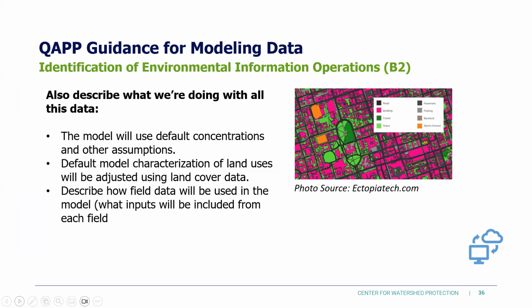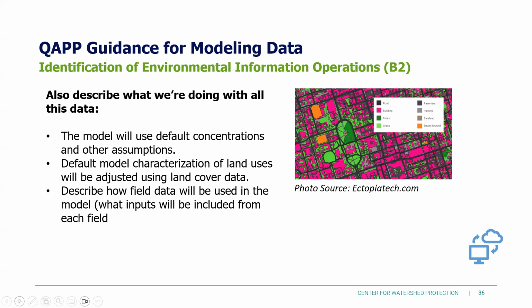Okay. And again, this is a B2. Just a little bit of diving in. In this section, you can say, okay, we're going to use this data, and describe how it's going to be used in the model, but we also want to flesh out the details of that. So for example, one of the things we're doing with land cover data in this project is using it to populate the model, and we're going to estimate the impervious cover in each kind of land use based on land cover.